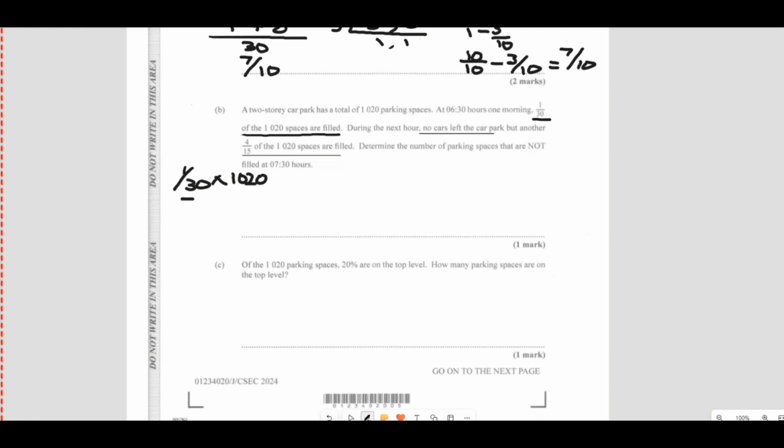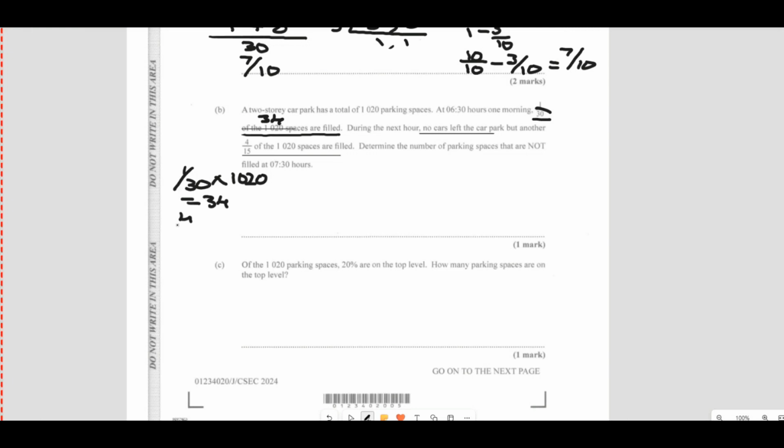So instead of reading it as 1 over 30, you put in 34 here, right? Instead of that, we'll cross out that. And we're going to say a two-story car park has a total of 1,020 parking spaces. At 6:30 one morning, 34 spaces are filled. During the next hour, no cars left the parking, but another 4 over 15.